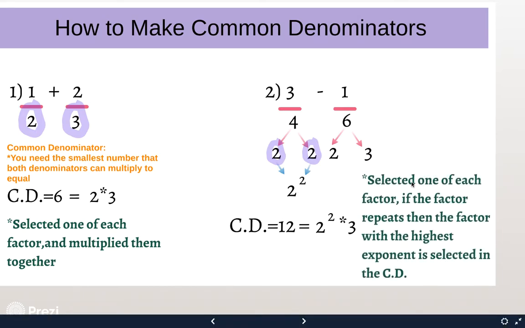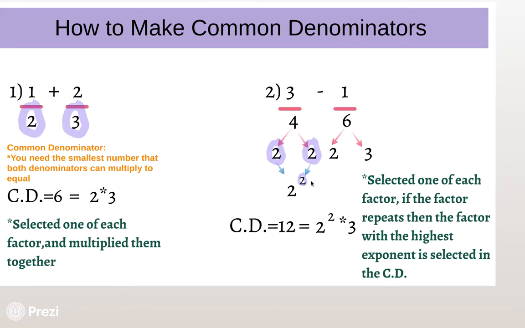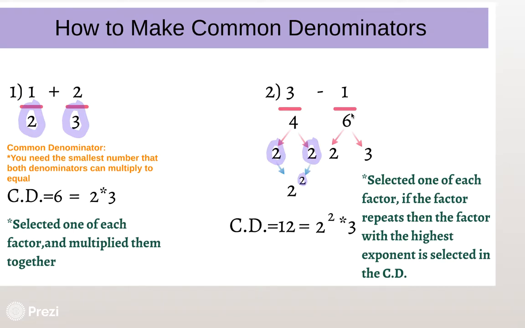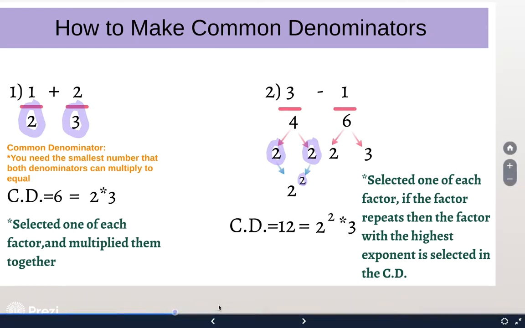Okay, what you're going to do, you're going to select one of each factor. If the factor repeats, so the factor of 2 repeated in this first fraction and the second fraction, if that happens, you must select the factor with the highest exponent. So 2 was the common factor, and the one that had the higher exponent was the one with the 2 squared. Okay, so if you ever run into that, if you see any of your factors are repeating between both denominators, you must pick the one with the highest exponent. Okay, and this CD, you guys, is common denominator.